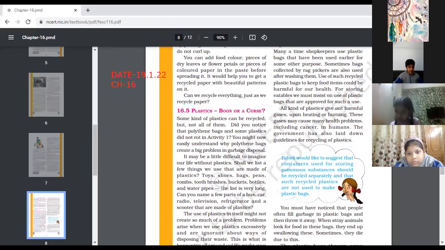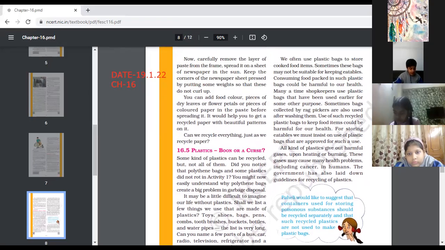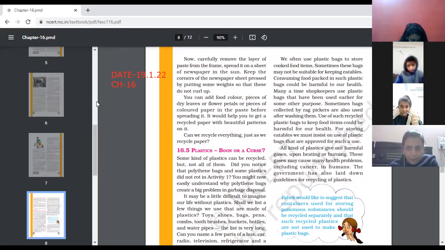We often use plastic bags to store cooked food items. Sometimes these bags may not be suitable for keeping eatables. Consuming food packed in such plastic bags could be harmful to our health. Many a time, shopkeepers use plastic bags that have been used earlier for some other purpose. Sometimes bags collected by rag pickers are also used after washing them. Use of such recycled plastic bags to keep food items could be harmful for our health. For storing eatables, we must insist on use of plastic bags that are approved for such a use.